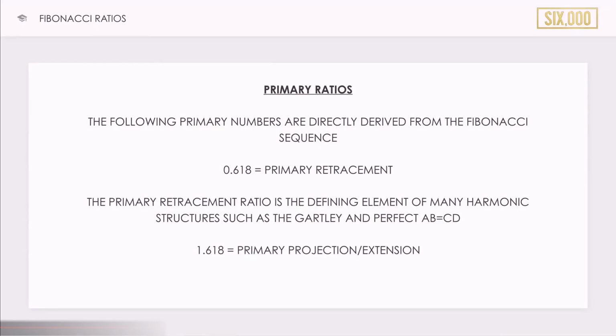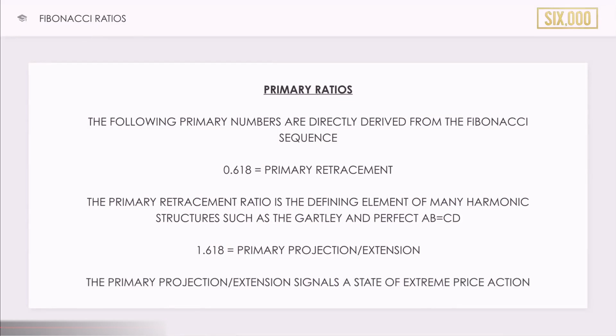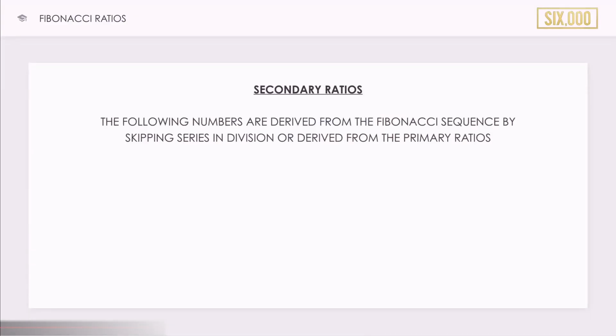1.618 is the primary projection or extension, and this signals a state of extreme price action, such as the X to D in a bullish or bearish Crab, and an extremely overextended price structure. Secondary ratios, these are derived from the Fibonacci sequence by skipping series in division, or derived from the primary ratios.